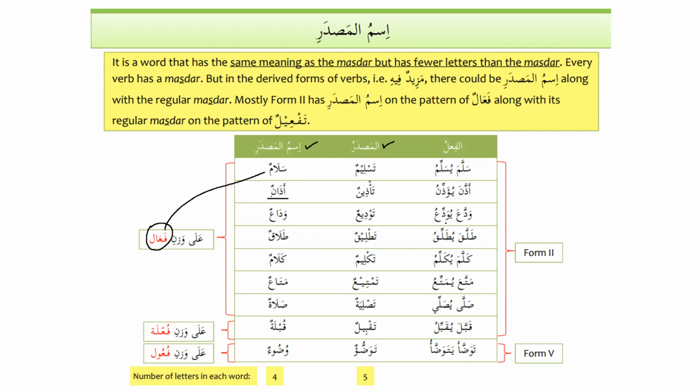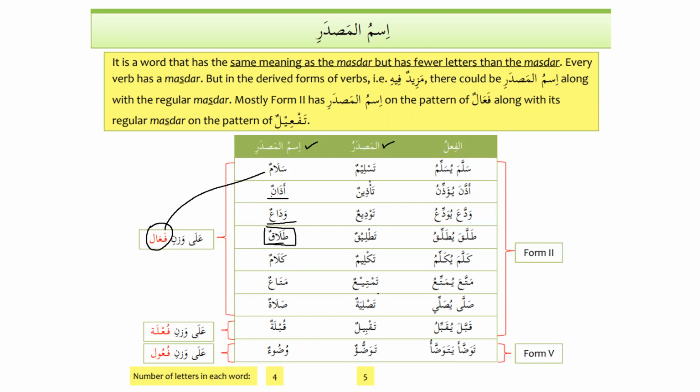Similarly, we have wadda'a. You remember the meanings, right? I hope so. Wadda'a yuwaddi'u tawdiyan is to say farewell. Ma wadda'aka rabbuka wa ma qala, as we have in the Quran. And then the masdar will be wada'un, that will be ism al-masdar. Tallaqa yutalliqu tatliqan. However, ism al-masdar is used instead of tatliqun, and in the Quran the word used is talaqun and not tatliqun. Similarly, we have kallama, yukallimu, taklimun, and ism al-masdar is kalamun.